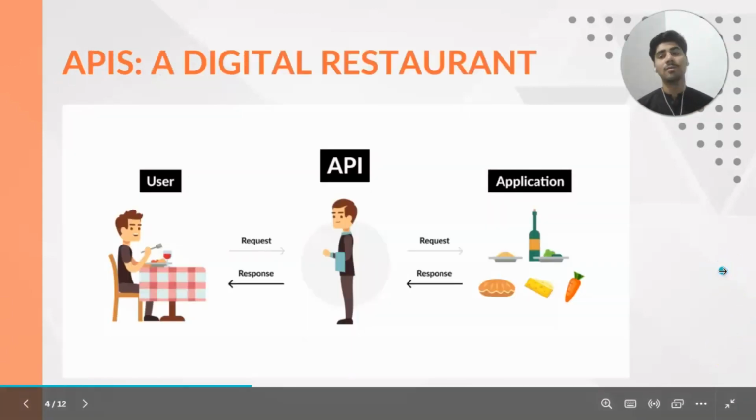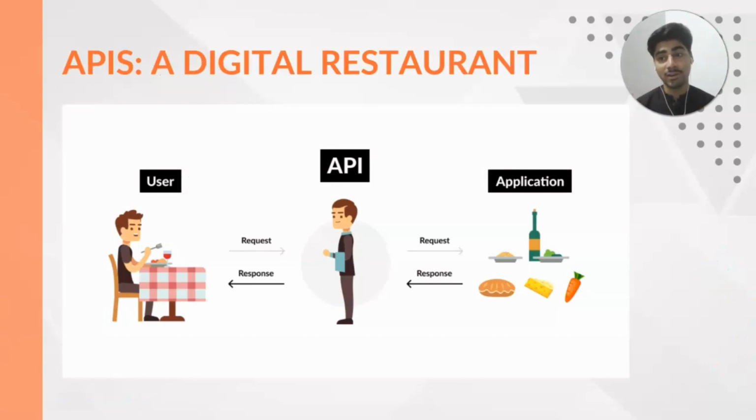We can understand APIs in the context of a digital restaurant. When a user walks into the restaurant, he has a waiter. The waiter takes our request and sends it into the kitchen, which in our case is the application, and then takes the response from that kitchen. The API, which in this digital restaurant is the waiter, sends the response back to the user. So that is how APIs work in real life.